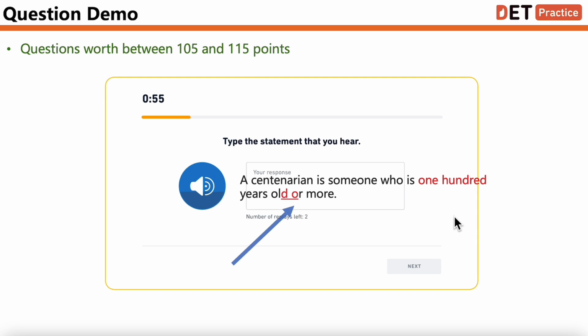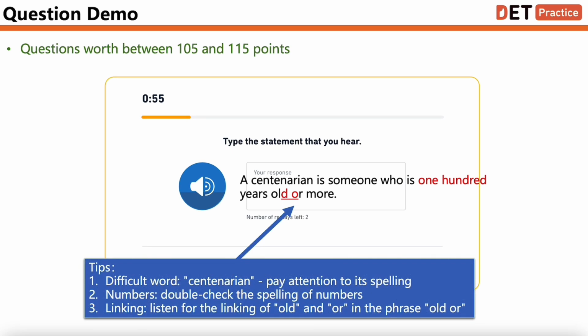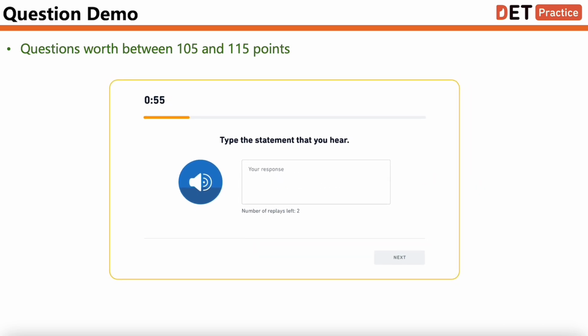The answer is, a centenarian is someone who is 100 years old or more. Take note of the word centenarian, which refers to a person who is 100 years old or older. It might be an unfamiliar word, so ensure you spell it correctly. There is also linking in or more. Remember to write out numbers as words, such as 100, rather than using numerals. Let's attempt the next question.